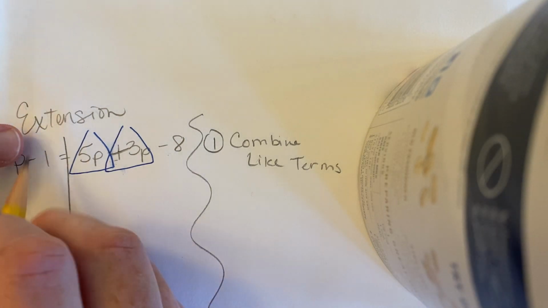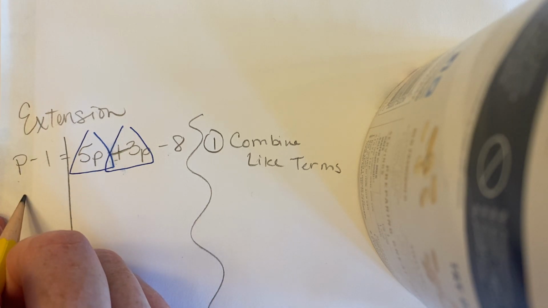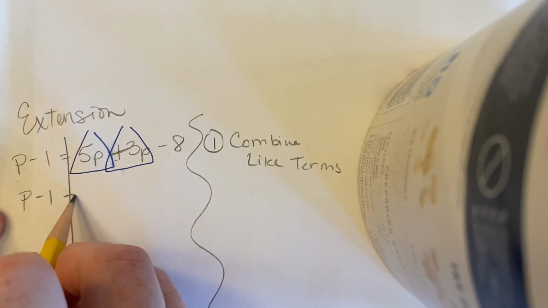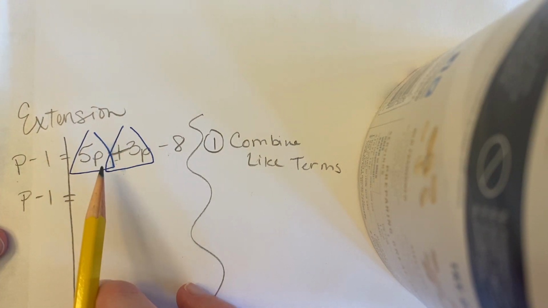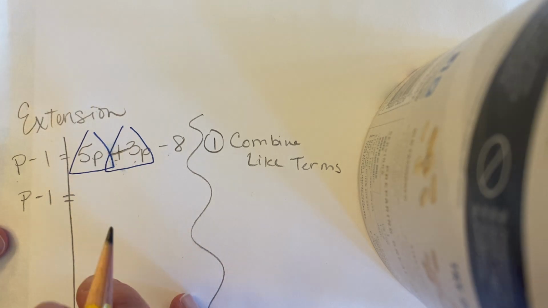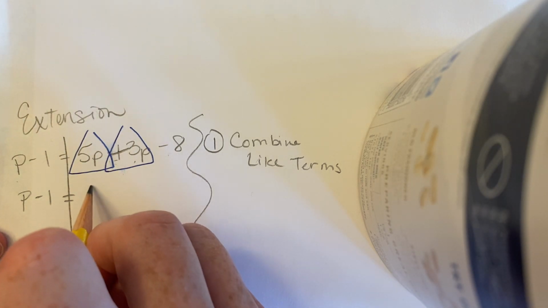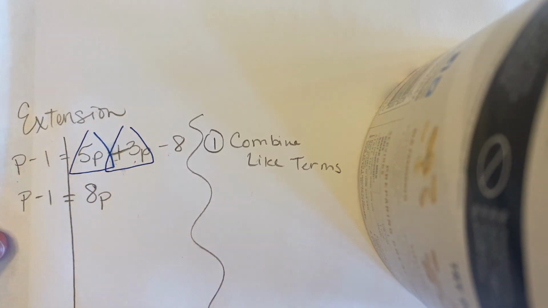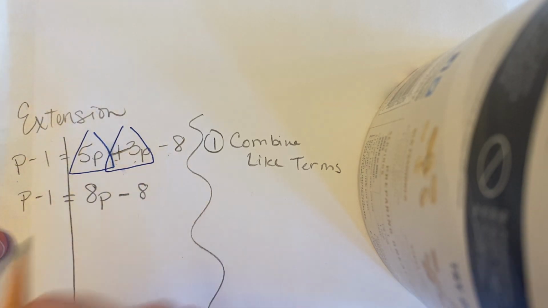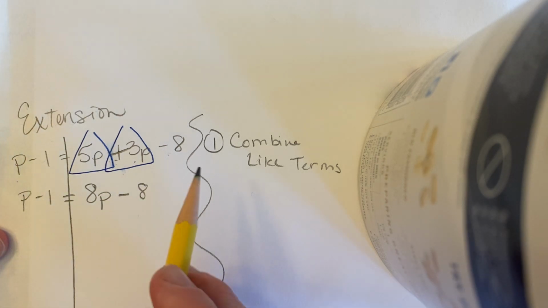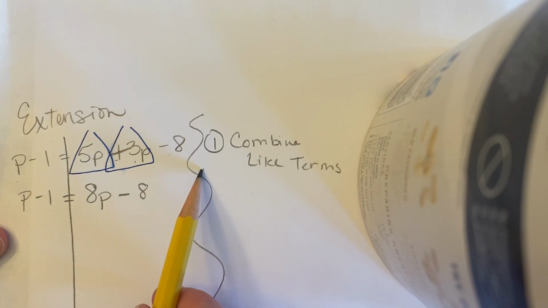So when I do that, on the left side, I'm still going to have p minus 1. I have not touched that side yet. But on the right side, I've got 5p plus 3p. And when I'm grouping those things together, that comes out to 8p. Okay, 8p. Bring down my minus 8. Okay, so step one, combine like terms.